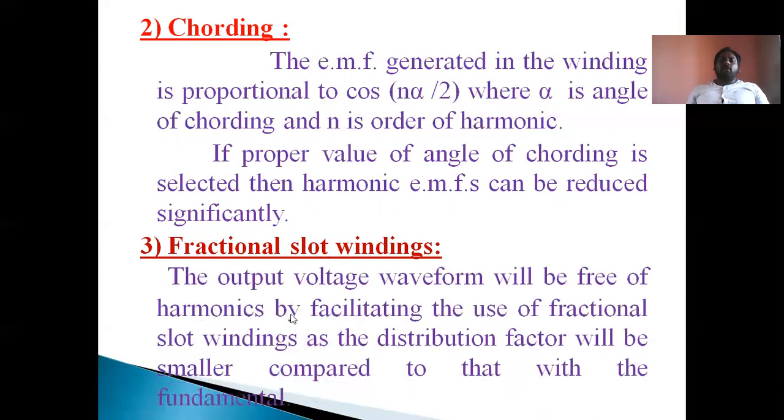And one more thing is the fractional slot winding. When a fractional slot winding is used, the distribution factor will be smaller. We are using fractional slot winding and arranging more slots. That means the distance between the slots is reduced. When the distance between the slots is reduced, beta is reduced. Finally, the distribution factor also reduces. Then harmonic waveforms are reduced. And finally, by using skewing. Skewing means this method can be used for the elimination of slot harmonics in alternators.